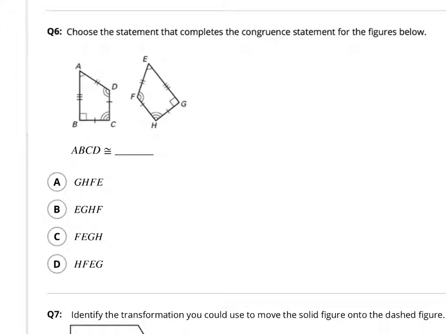Number 6, just like number 5. All right, they're saying A, B, C, D. So pay attention to how they labeled this quadrilateral. Now, how would you label one being congruent to this one? Okay, look at who they start with, A, B, C, D. Here are your 4 choices down below.